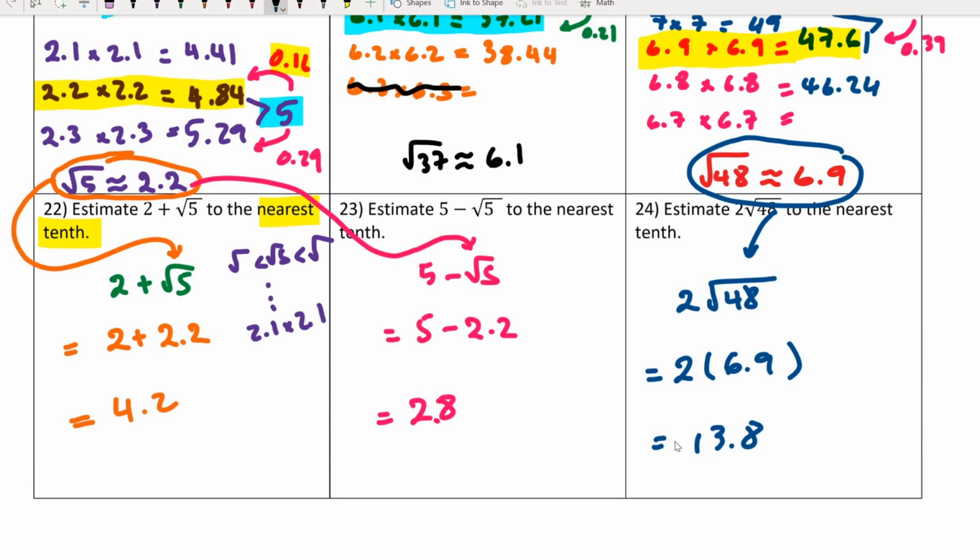One more time. This kind of question, they may ask you like what we see in estimate 5 minus the square root of 5 to the nearest tenth. Your job is you have to find the square root to the nearest tenth first, before you add, subtract, or multiply with the second number.